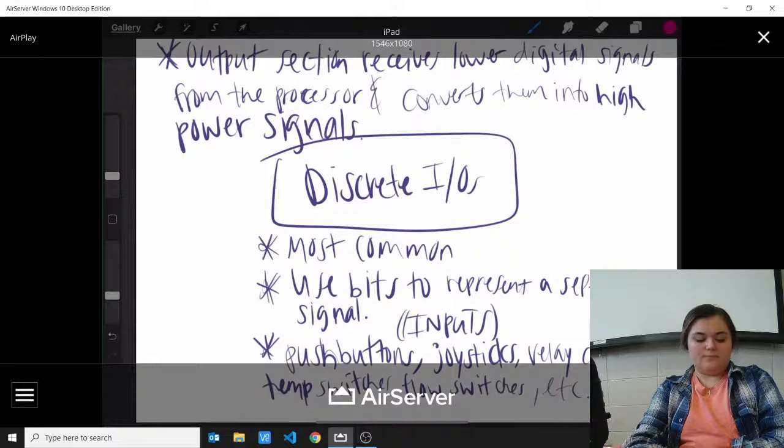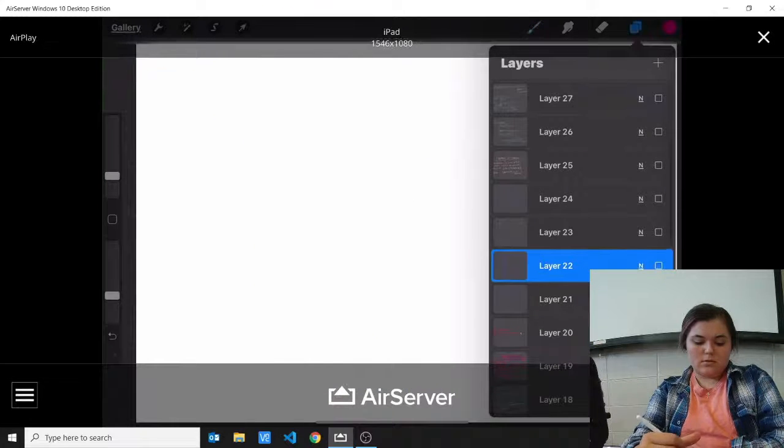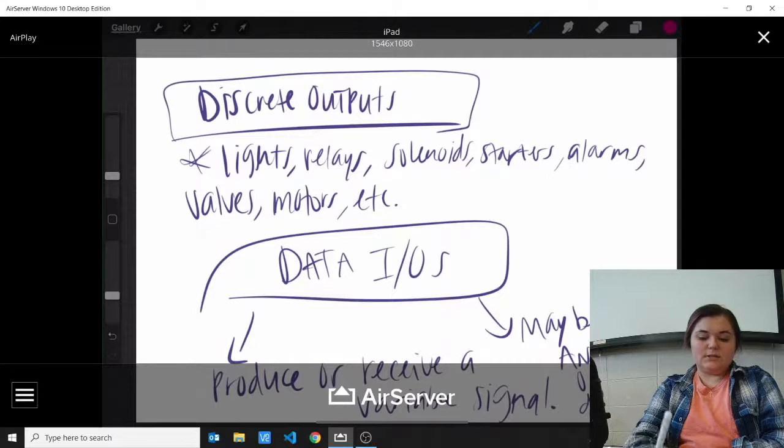So, then discrete inputs and outputs, they're the most common. They use bits to represent a separate signal. Some examples of discrete inputs are push buttons, joysticks, relay contacts, temp switches, flow switches, etc. Discrete outputs, examples would be lights, relays, solenoids, starters, alarms, etc.